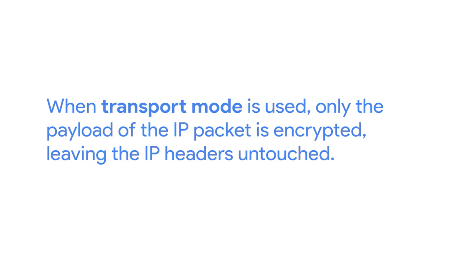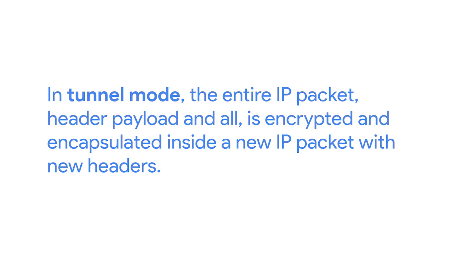When transport mode is used, only the payload of the IP packet is encrypted, leaving the IP headers untouched. Heads up that authentication headers are also used. Header values are hashed and verified, along with the transport and application layers. This would prevent the use of anything that would modify these values, like NAT or PAT. In tunnel mode, the entire IP packet, header, payload, and all is encrypted and encapsulated inside a new IP packet with new headers.